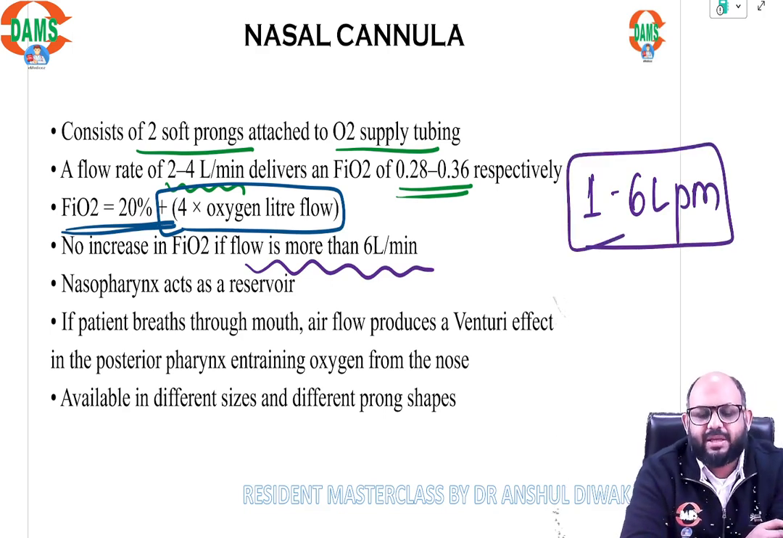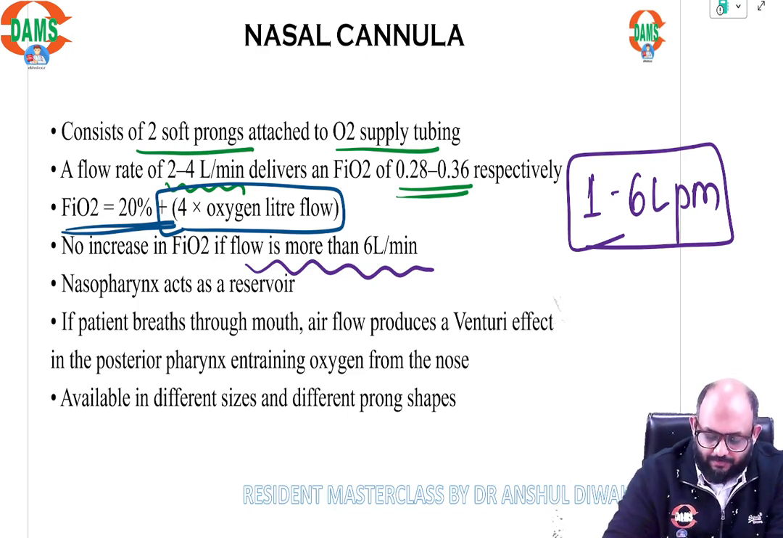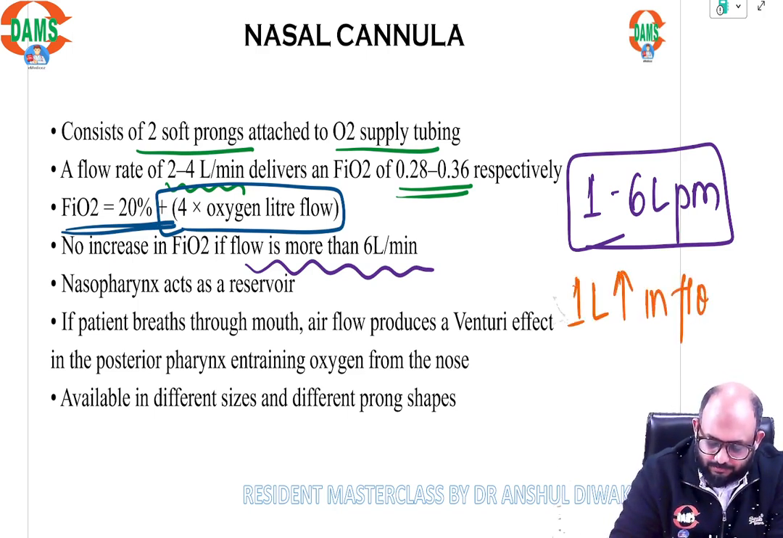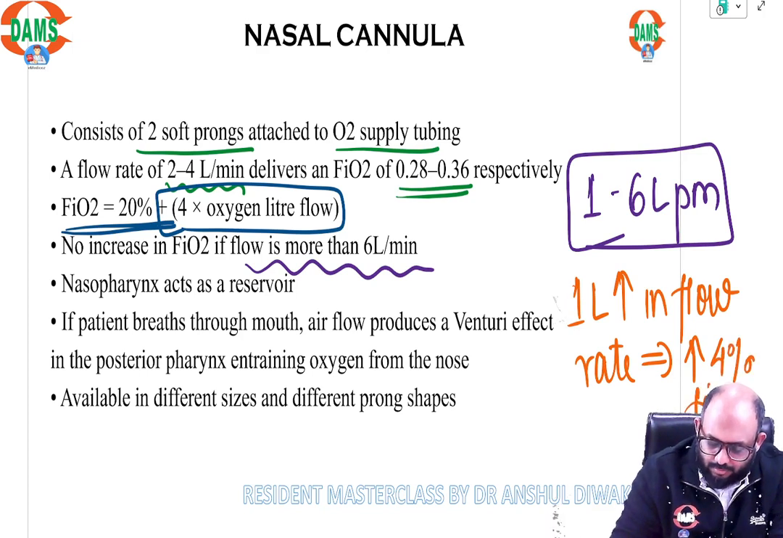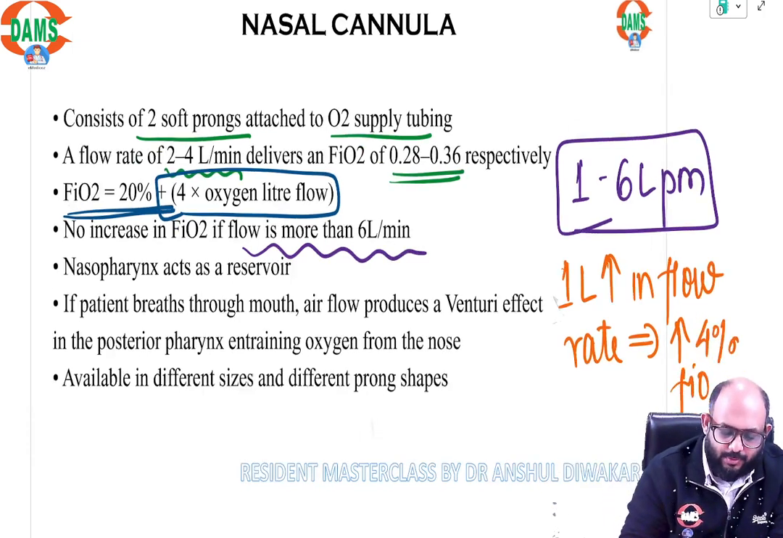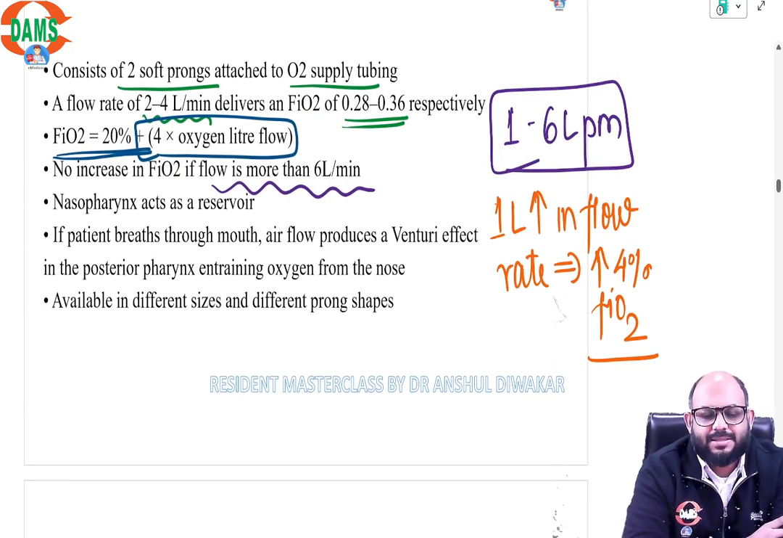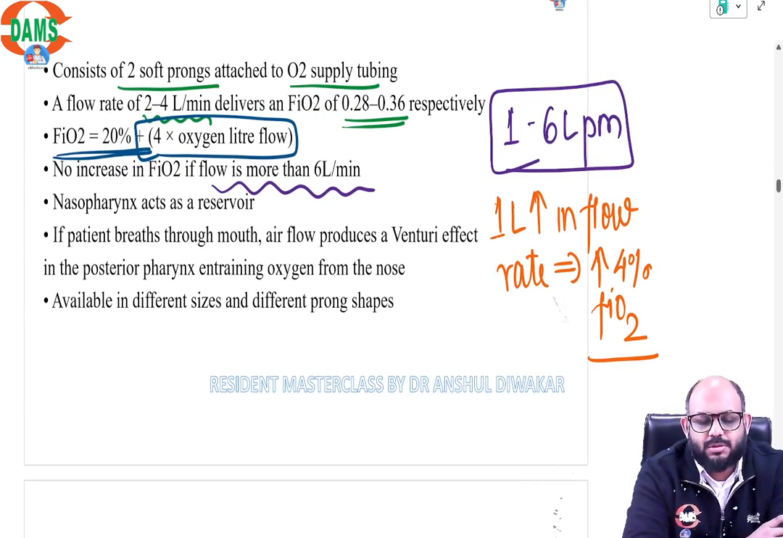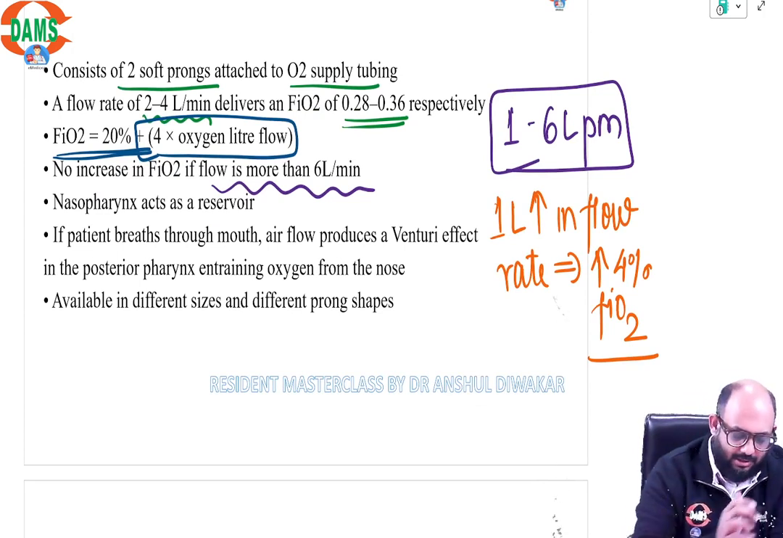And with every 1 liter increase in flow rate, there is an increase in FiO2 of 4% above normal, that is 21%. That is a rough estimate that you use to calculate the FiO2 that is being delivered to the patient.